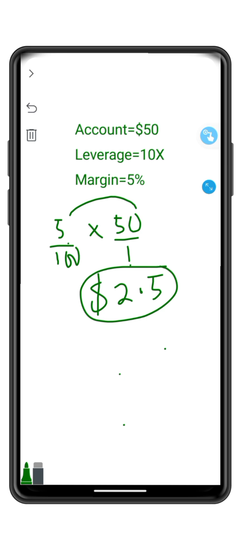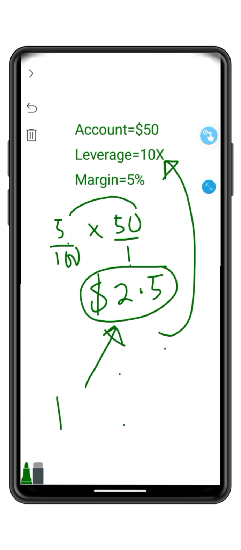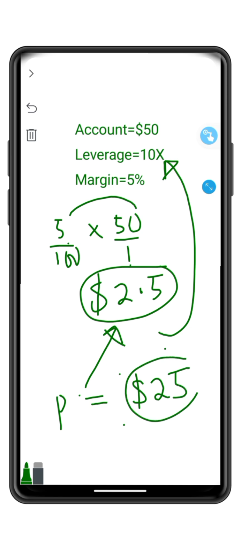So what is your position size? Your position size is this amount here multiplied by your leverage. Multiplied by that leverage, our position size is equal to 25 US dollars. So 25 US dollars is your position size. This is how you can calculate your position size for your trade. Know the percentage of your account balance you want to use, in this case 5%, and after that, multiply it by your leverage to get your position size.